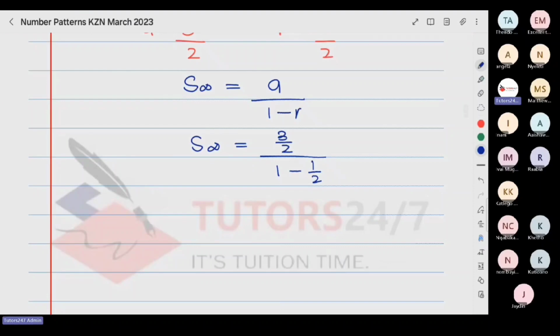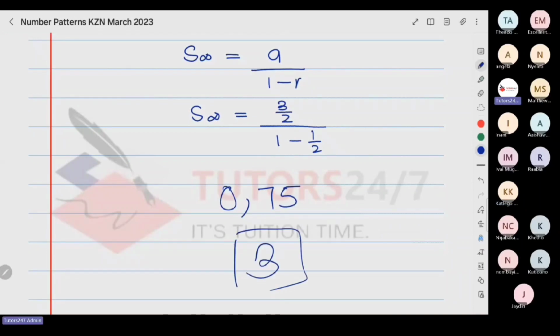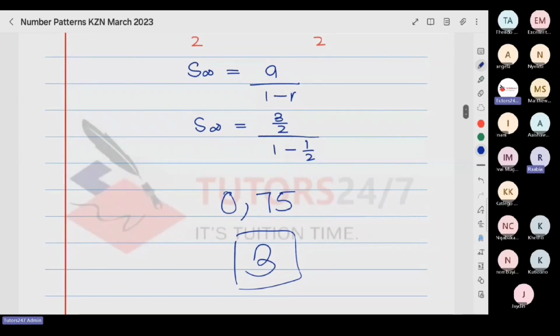Just give me a second to double check. Yes. 1 minus 1/2. You said you got 0.75. Yes, sir. I'm getting 3. Can someone else also double check on your side? It could be I've made a mistake, but just check if you get 3. They also got 3.